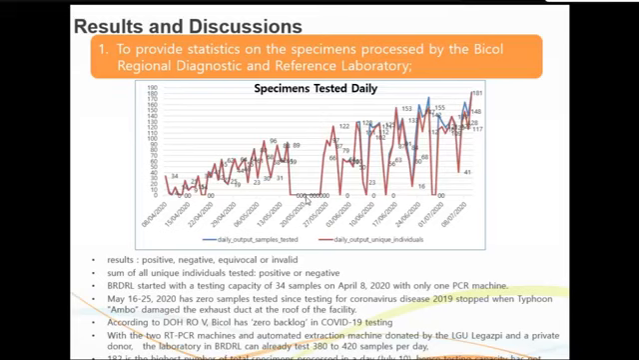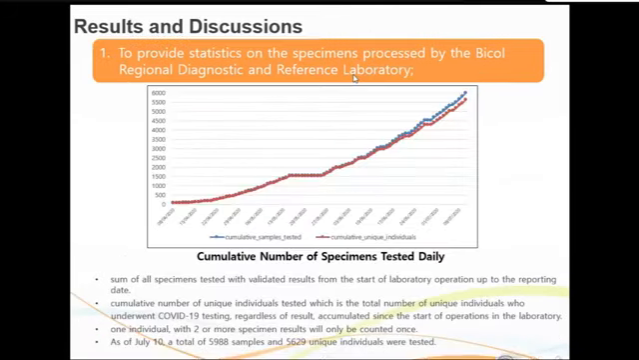According to the DOH RO5, Bicol has 0 backlog in COVID-19 testing. Now, with the additional 2 PCR machines and automated extraction machines donated by the LGU Legazpi and a private donor, the laboratory has increased its testing capacity per day. As of now, the highest is 182 specimens tested, on July 10. Hence, testing capacity could still be maximized.